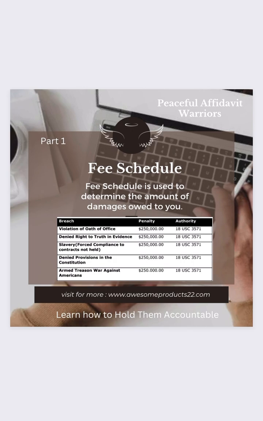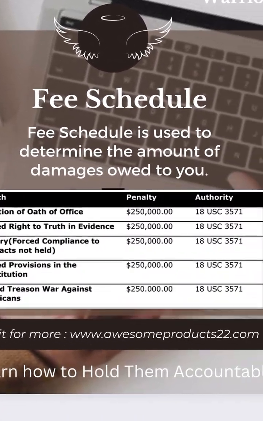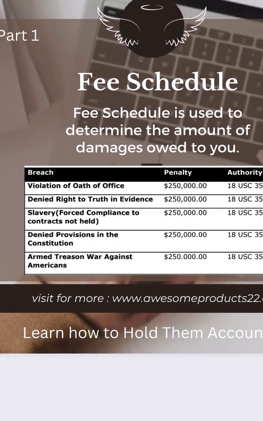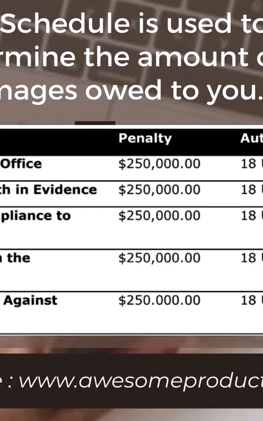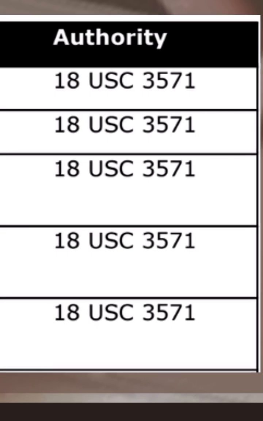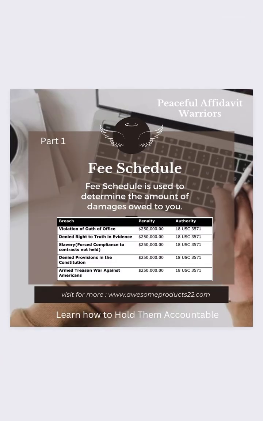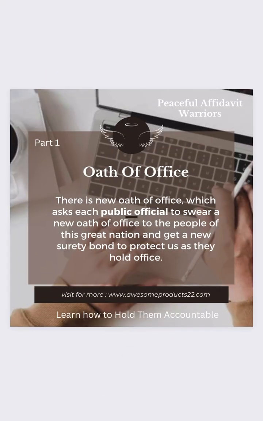If they cannot, you can include laws in there to say you're violating this under this law, you're violating this under this law. If they cannot rebut it, it stands as truth. So here you can also have a fee schedule to determine what damages are owed to you. So here is what the thing is, that what they did to you, the breach, the penalty, and your authority is a statute or code. You can put that in your fee schedule. If it is a public official, you can ask them for the oath of office.